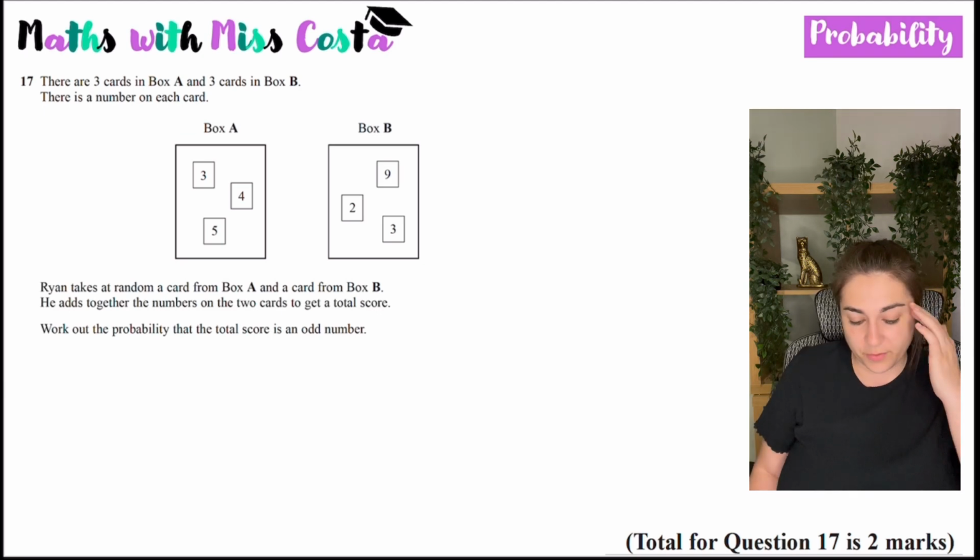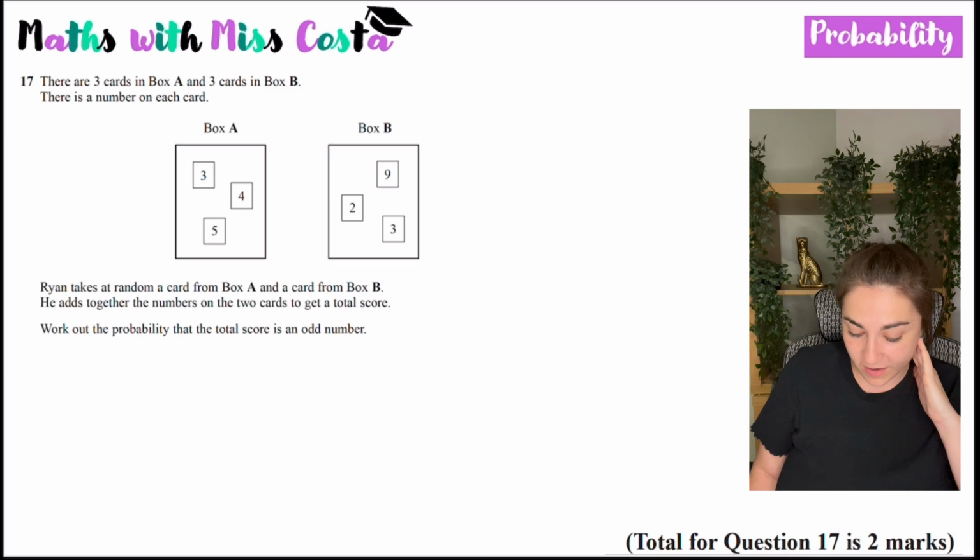Now I'm told that there are 3 cards in box A and 3 cards in box B, and there is a number on each card.